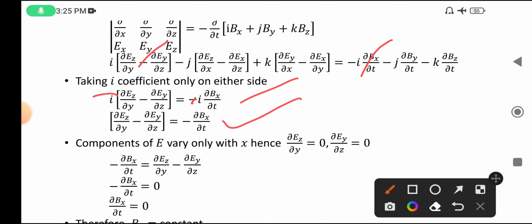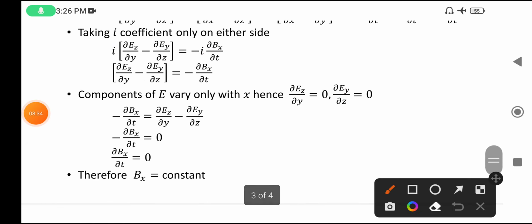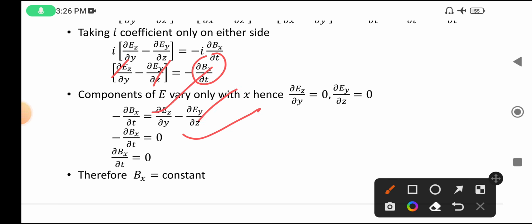It is like this. Okay, the components of E vary only with x. So here you don't have x, here also you don't have x, so this term and this term are 0. Then this is equal to 0, isn't it? Right? When these two terms are 0, then this is also equal to 0. If we bring this minus, then it is like this. So ∂/∂t of Bx equals 0 means Bx must be constant.